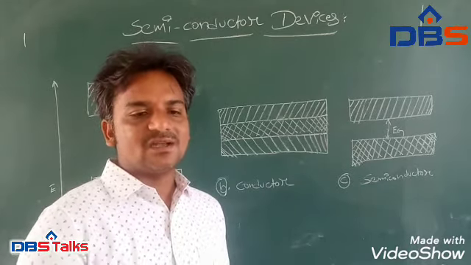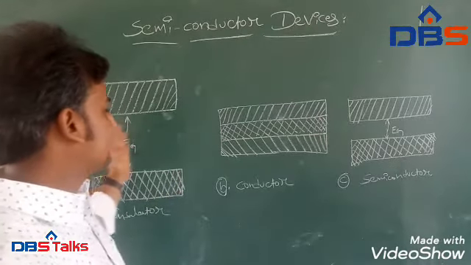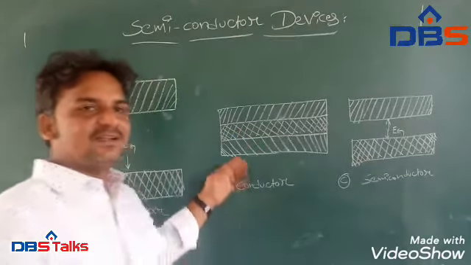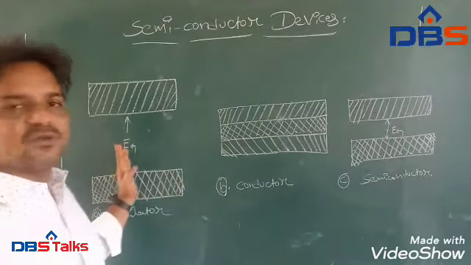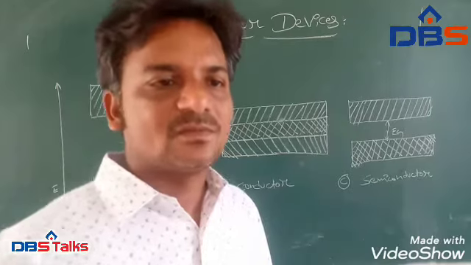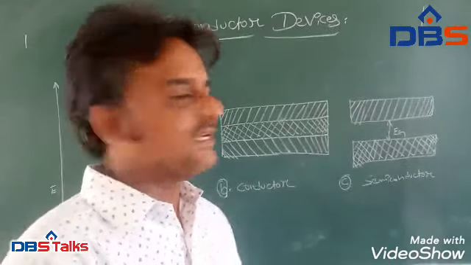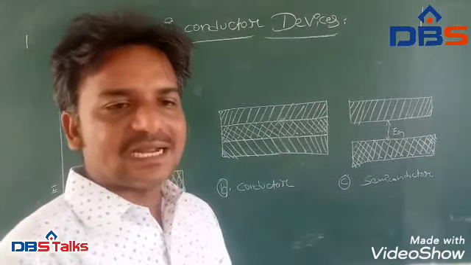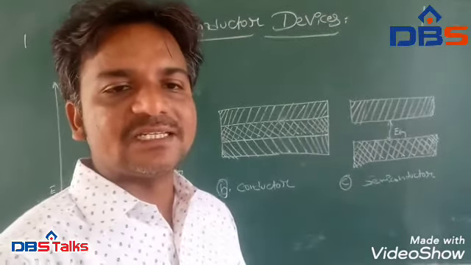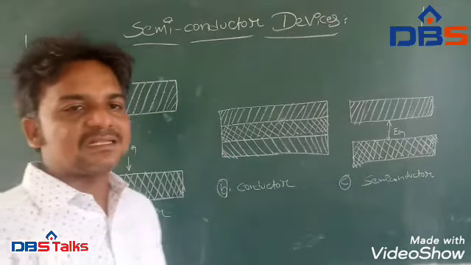So here we have to know what is an insulator, a conductor and a semiconductor. We have to know the difference between these three materials. First of all we have to see the difference between insulator, conductor and semiconductor. Mainly the materials are classified into three types. They are conductors, insulators and semiconductors.